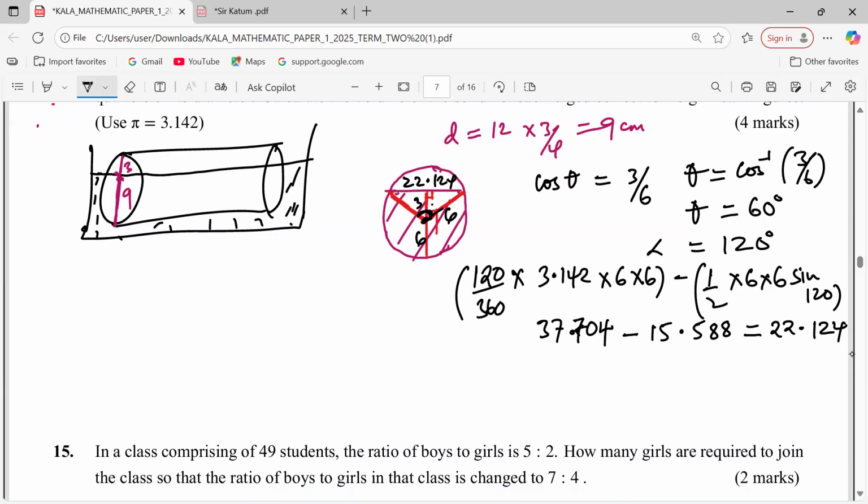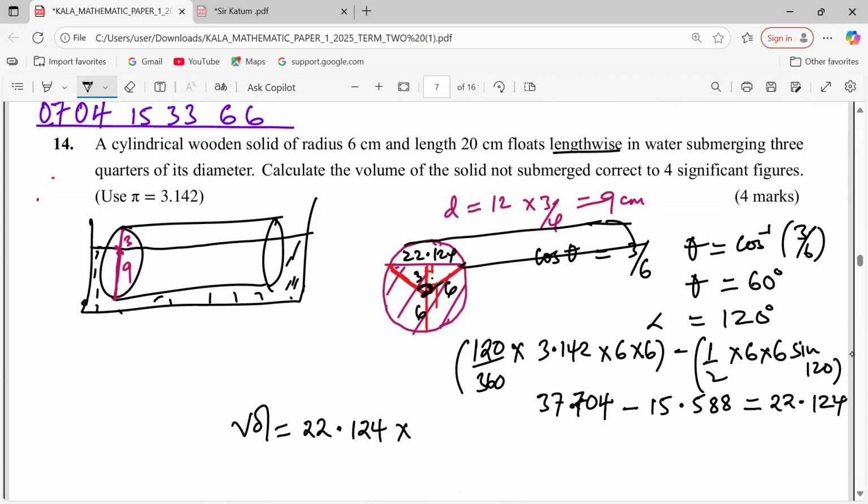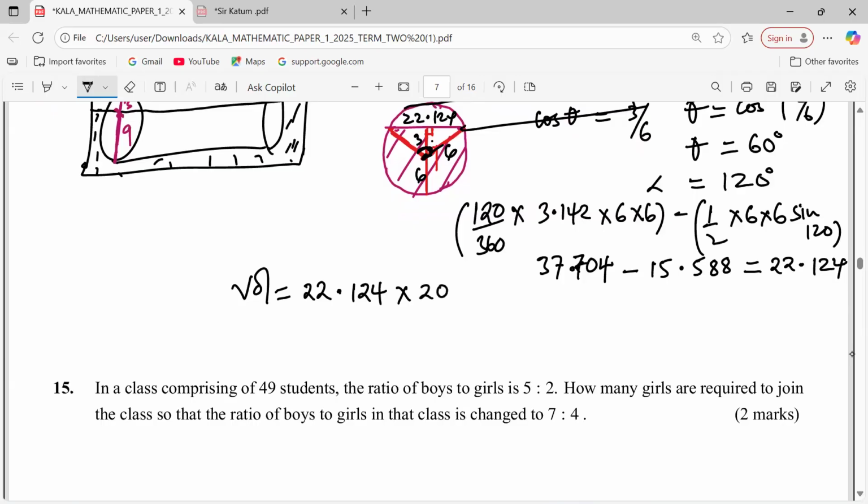22.124, yeah, that way. So we need to multiply this by the length, so that we get the volume of the whole part. So volume will be the unsubmerged cross-section times the length. How long is it? 20. Times this by 20, I'm getting 442.5 to 4 significant figures, cubic centimeters.